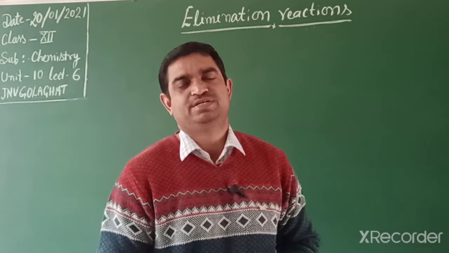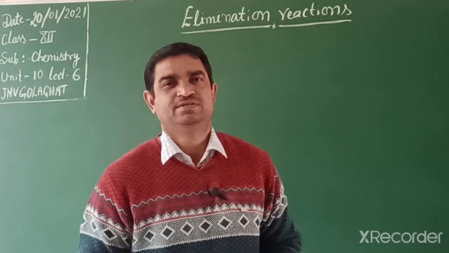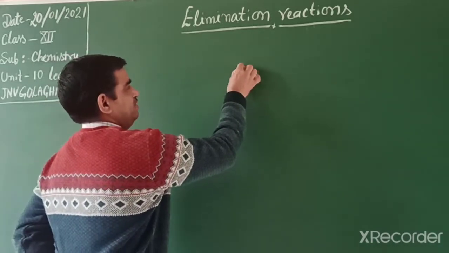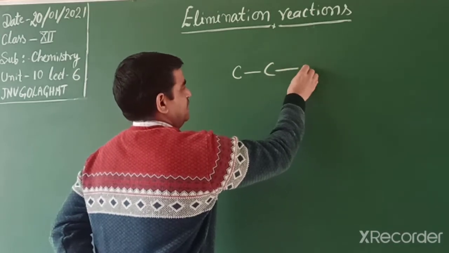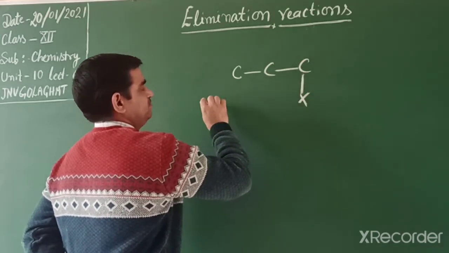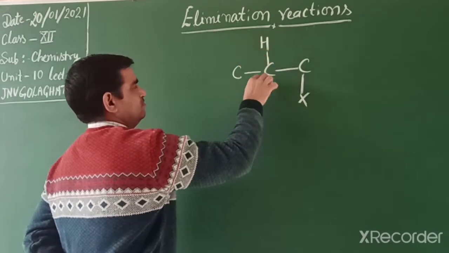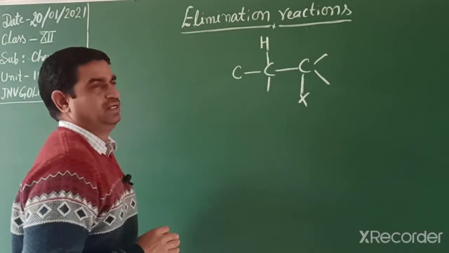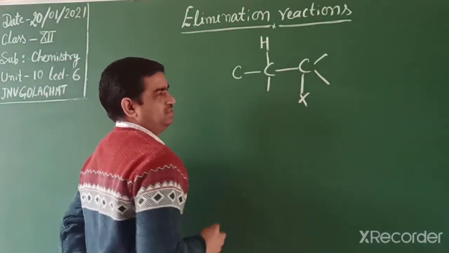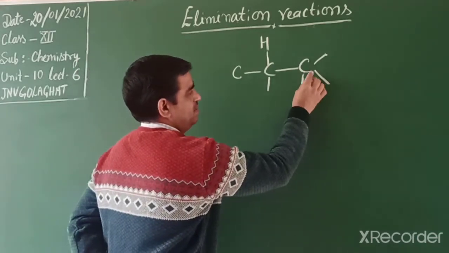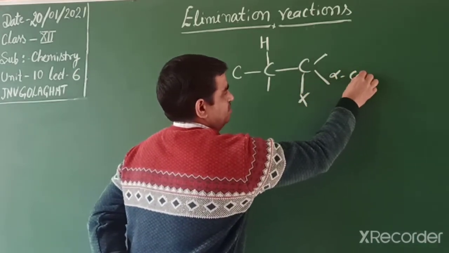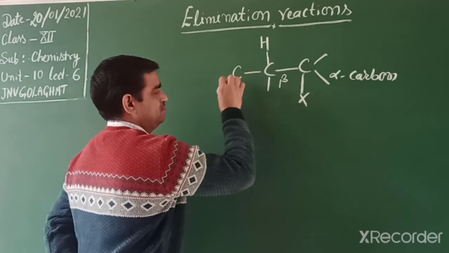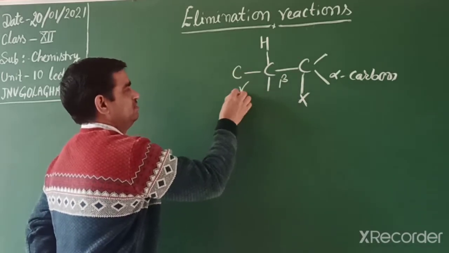Students, today we will study what an elimination reaction is. So, we will explain by one example. For example, this one is an alkyl halide like this. In this alkyl halide, the carbon to which the halogen atom is attached, we know, is the alpha carbon, and the next carbon is the beta carbon, then gamma, delta, like this.